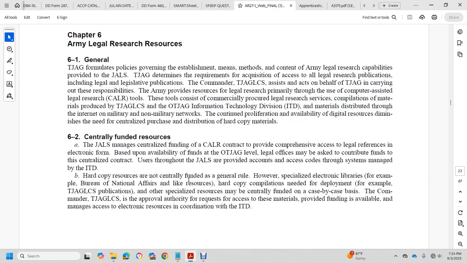6.2 The centralized funded research of the Judge Advocate Learning, Judge Advocate Legal Services, managed with the centralized funding over the CALR.